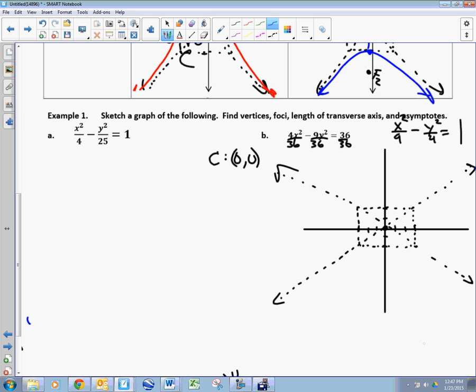All right. Do the vertices go on the top and the bottom or the left and the right? Left and right. What are the locations of those vertices? Plus or minus 3, 0. I can draw my hyperbola. You can see that this one is not as wide. It's much more sharply formed. What's the length of that transverse axis? 6.